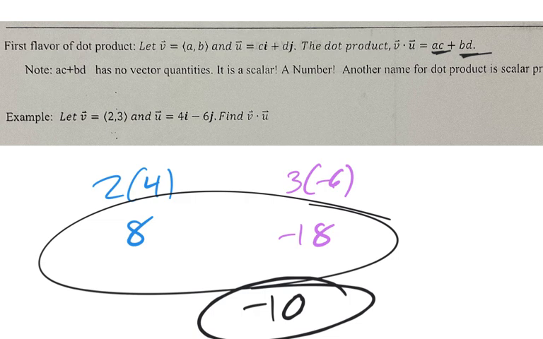That's why they've got that note at the bottom. It's not 8i minus 18j. Right? This is not your final answer. It's just going to be a number when you do the dot product.